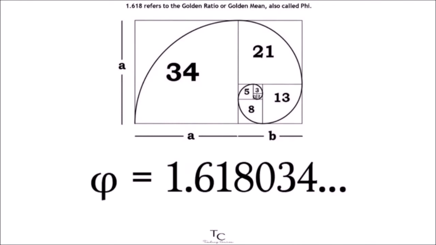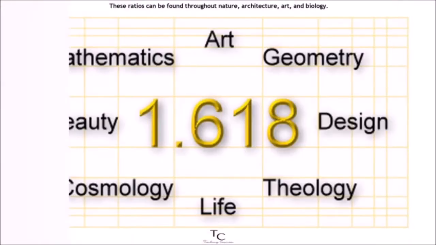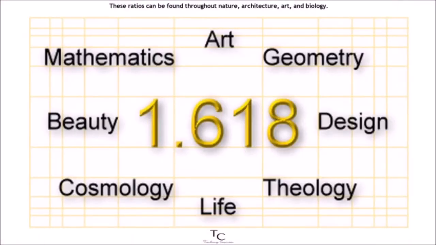1.618 refers to the golden ratio or golden mean, also called phi. The inverse of 1.618 is 0.618. These ratios can be found throughout nature, architecture, art, and biology.